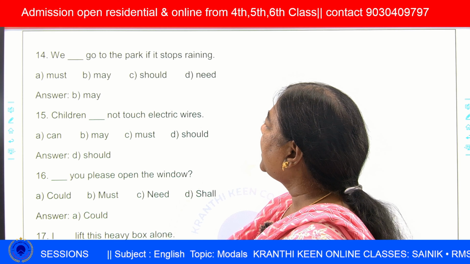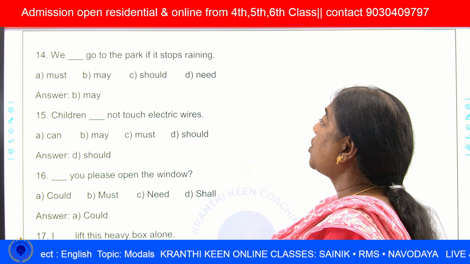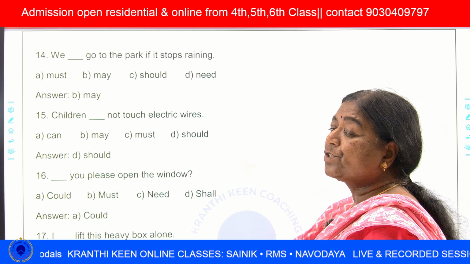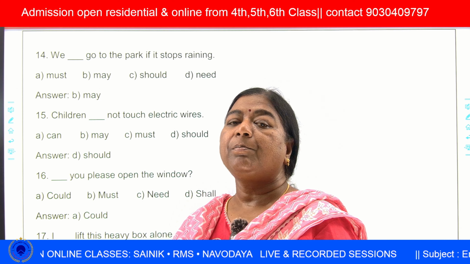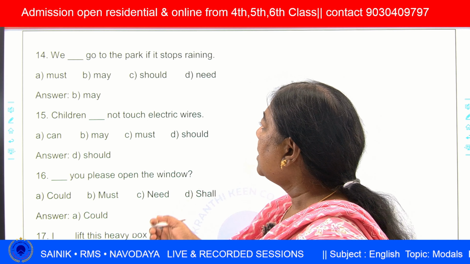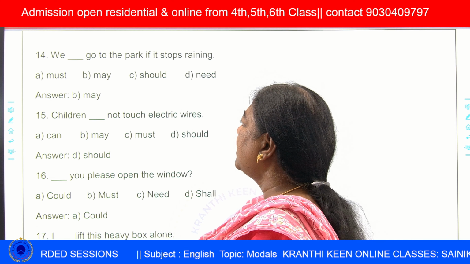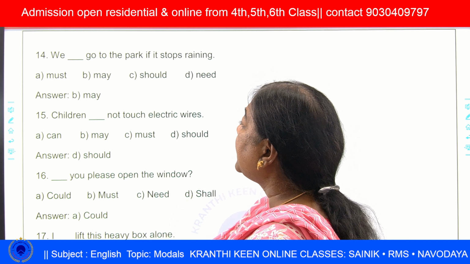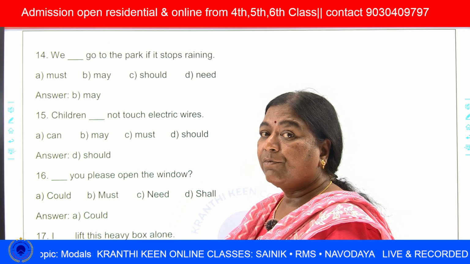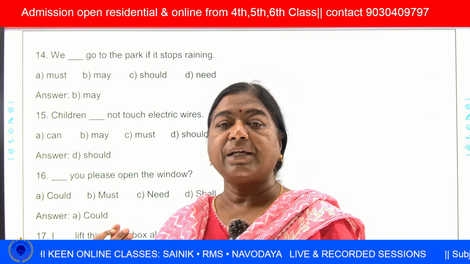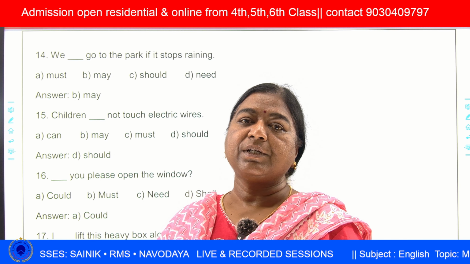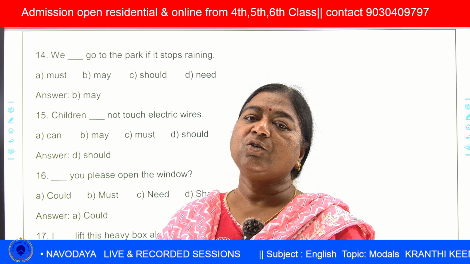Next, we dash go to the park if it stops raining. Clear? So now because it's raining, they're not able to go to the park. So there's a condition. We may go to the park if it stops raining. Clear? Why are we using may? It indicates that if we are fortunate enough, then it would stop raining and we can go out.